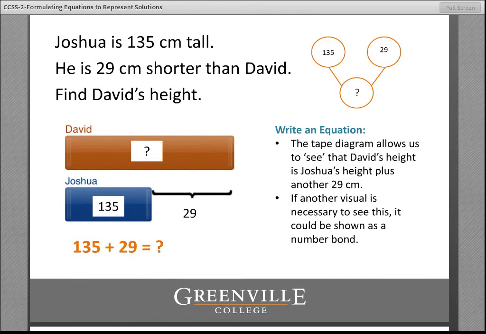Now at this point, the class is ready to generate an equation and justify why it makes sense for the model. And so we would go ahead and use the model to construct 135 plus 29 equals our unknown, which could be a square, a question mark, an x. So at this point, they're ready to solve, and I usually have them make a decision about whether this is a good number combination for practicing their mental math or whether they think these numbers are better suited to the standard algorithm. Different children may choose different options.